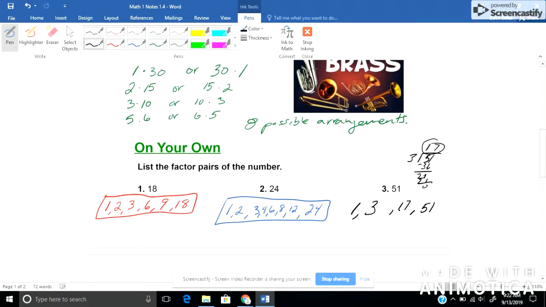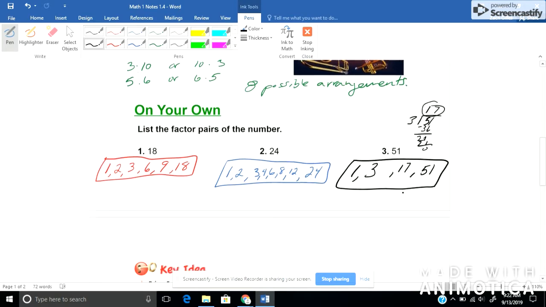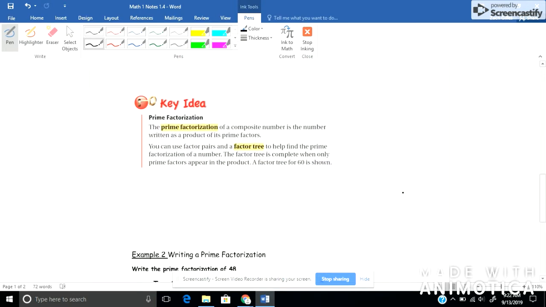Are there any other factor pairs that you can think of? 4? No, not evenly. 5? No, it doesn't end in a 5 or 0. 6? No. This would be all the factor pairs of 51. And for checking these, a lot of them you can use some mental math, but if you want to use a calculator to double check on some bigger numbers, I'd be okay with that. I'm also going to give you another way to do this. So let's go on next to our key idea.